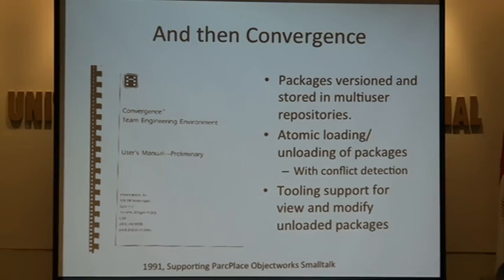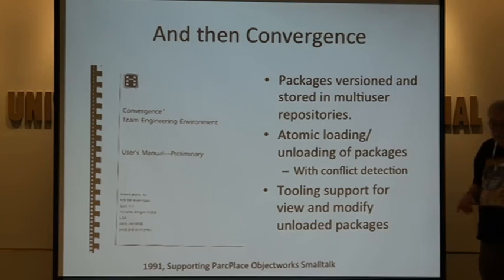It actually versioned the packages. In App Organizer, packages were still just stored in files in the file system. In Convergence, the packages were stored in a repository, and you'd have multiple versions of packages in the repository. One of the really key things, we call it atomic loading and unloading.